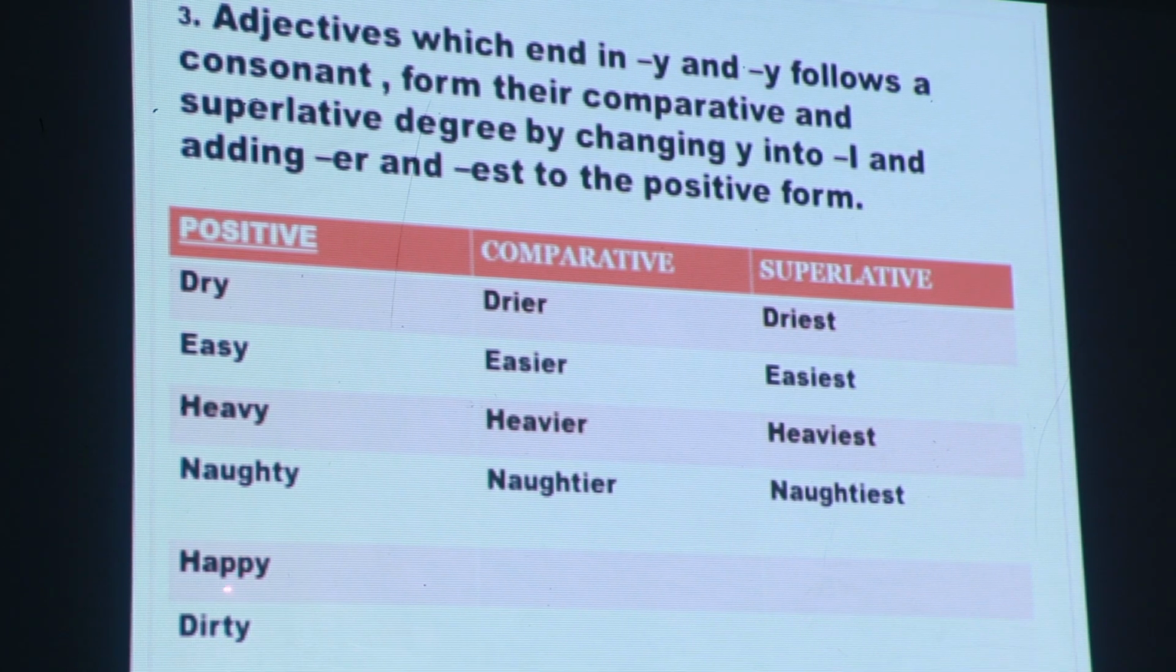So I hope you did this one. Happy is going to be happier. Remove the Y and add I. So it's going to be happier. And for the superlative, you're going to add I here, and then add EST. It's going to be happiest.